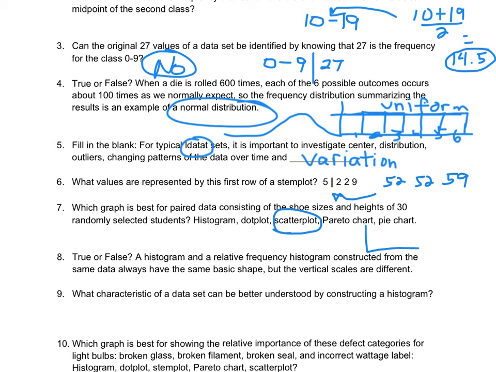And a scatter plot, you've done them before. We might have height on the y-axis, shoe size on the x-axis, and we're most likely going to get a scatter plot where the height increases as the shoe size increases.